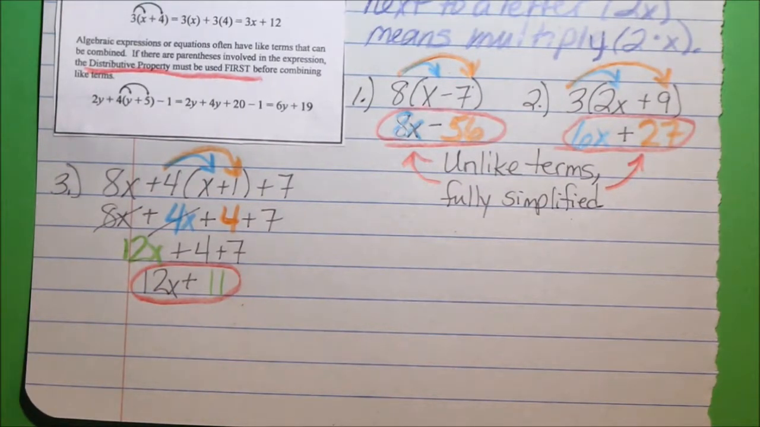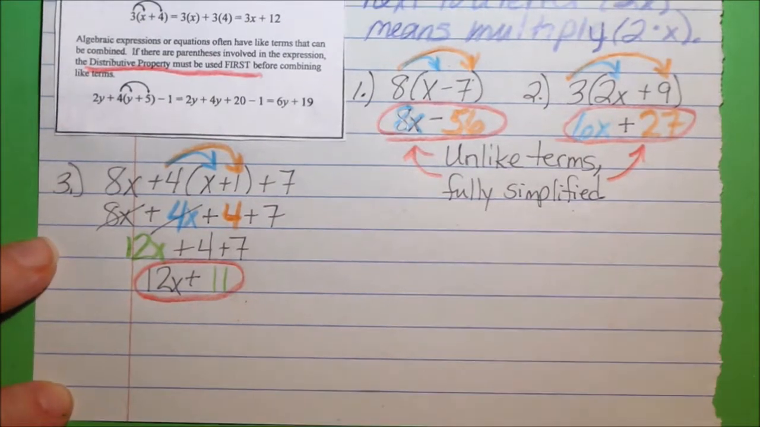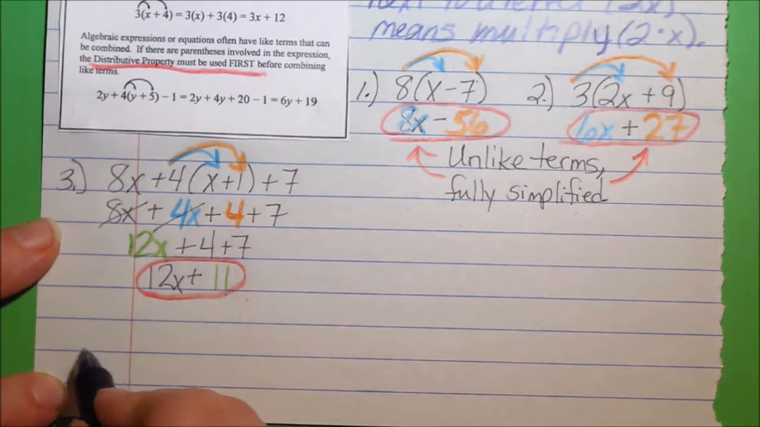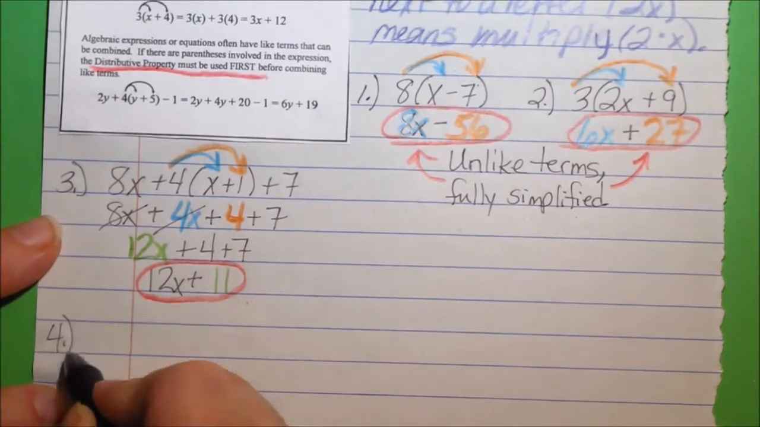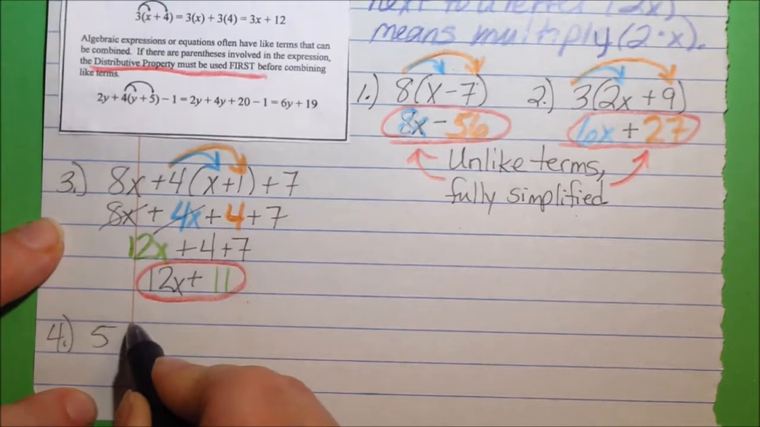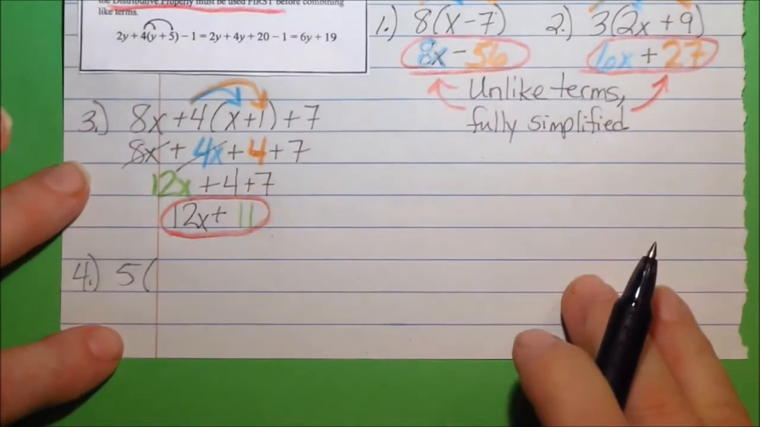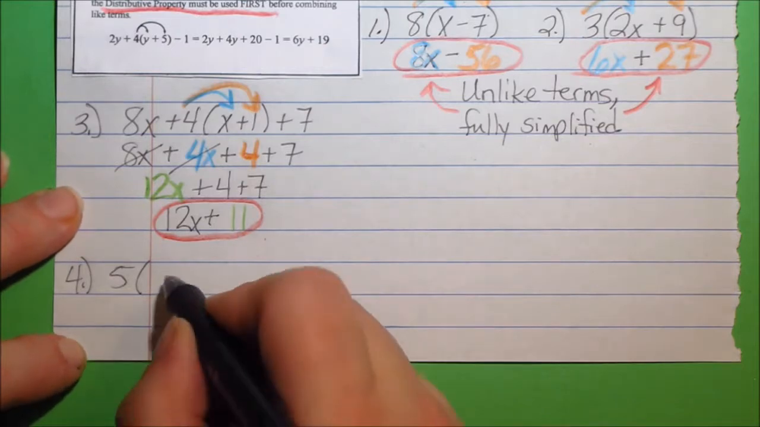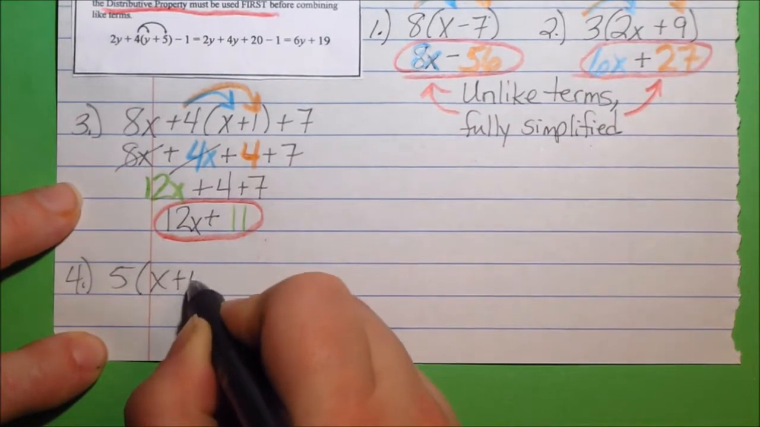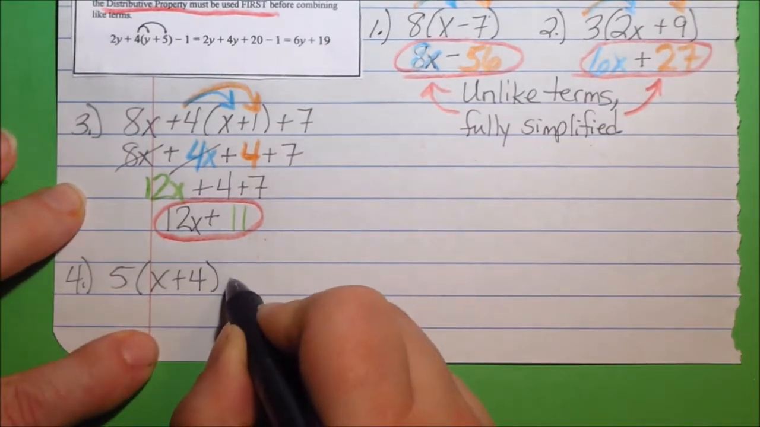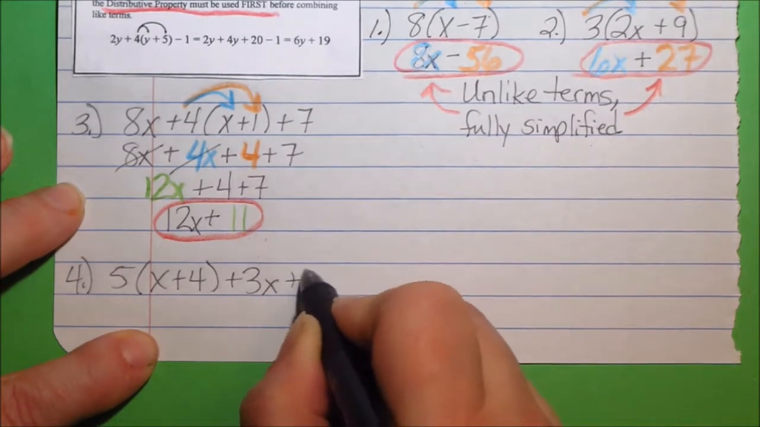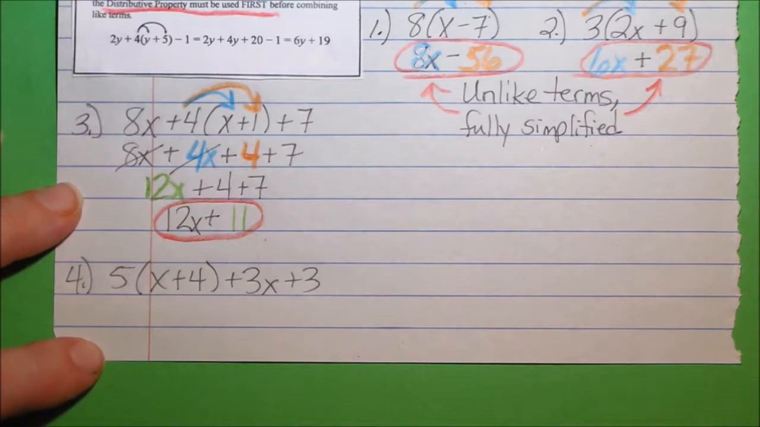All right? Okay, so let's do one more. I'm going to try and squeeze this in here a little bit. Okay, so 5 times, oh, I'm probably out of the frame a little bit. Here we go. 5 times x plus 4 plus 3x plus 3. Okay, distributive property first.